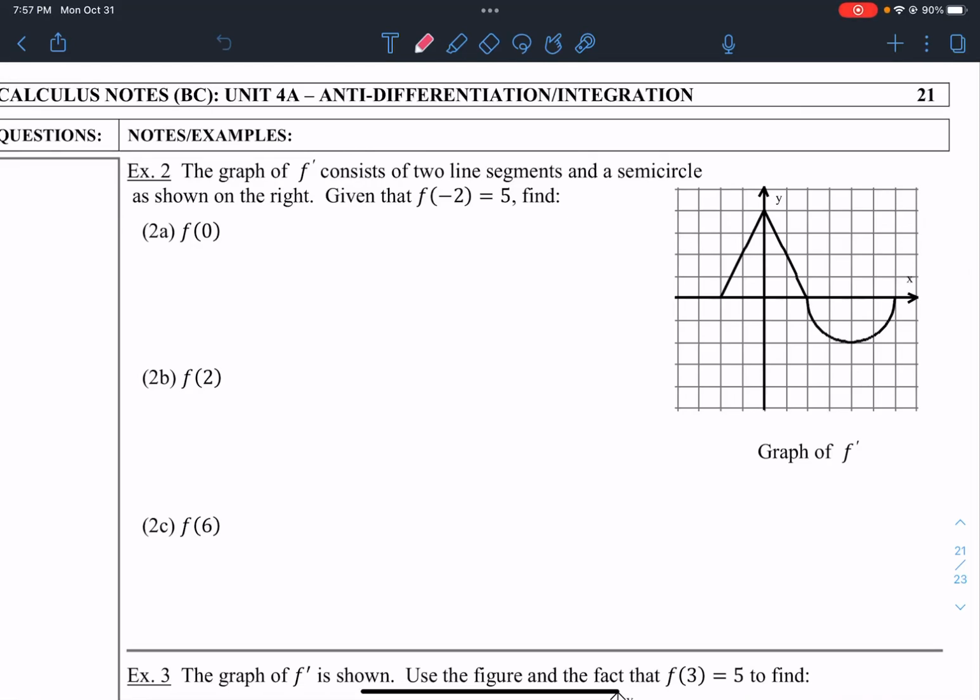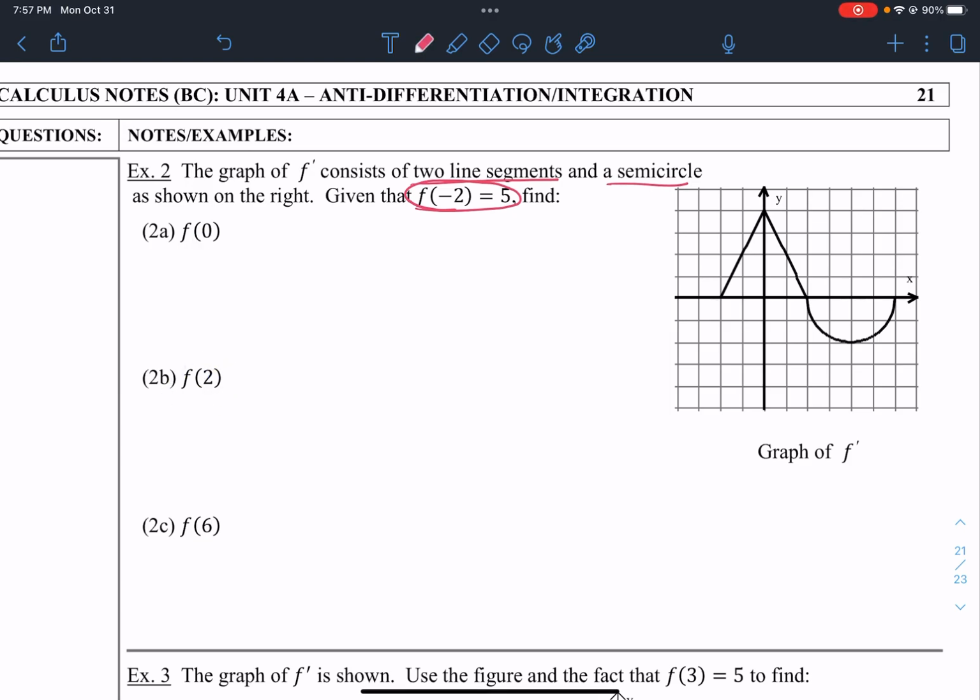For example 2, we're given the graph of f prime. So f prime specifically is made of two line segments and a semicircle, and this is the only piece of information that I'm given about f. These questions are asking me about the actual position of the function at specific x values.